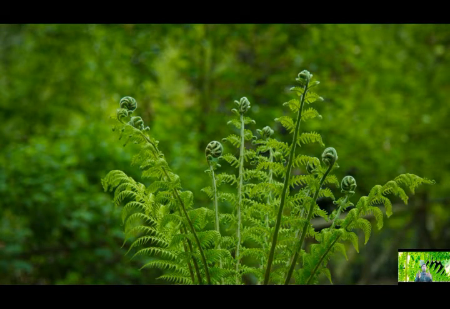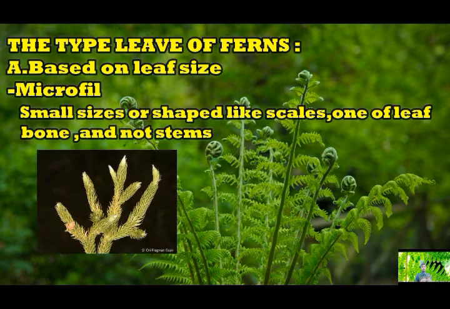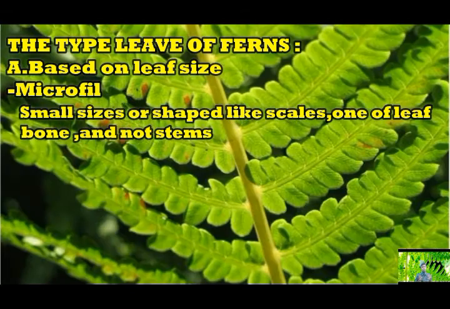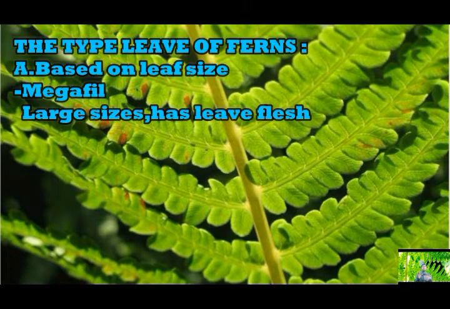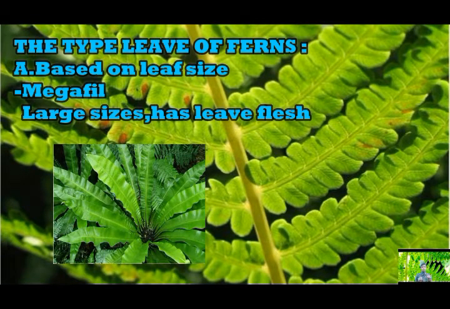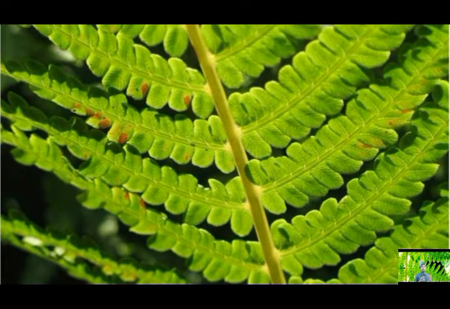Okay, next, the types of leaves of ferns. One, based on leaf size, they are divided into two. Microfil. What's the microfil? Microfil, namely leaves of small size or shaped like scales, with one leaf bone and no stem, or megafil. What's the meaning of megafil? Megafil, which is large or also cut, with stem reinforcement and has leaf flesh.